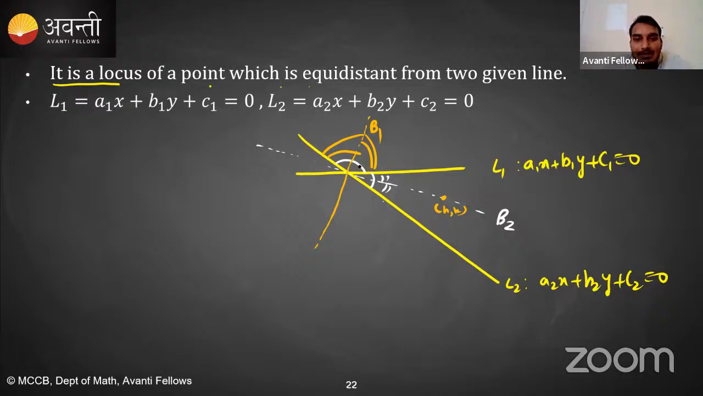So the angular bisector is nothing but the locus of a point which is equidistant from both lines. So P1 is equal to P2, because this is the definition of the locus, which is equidistant from the two given lines, and which is an angular bisector.